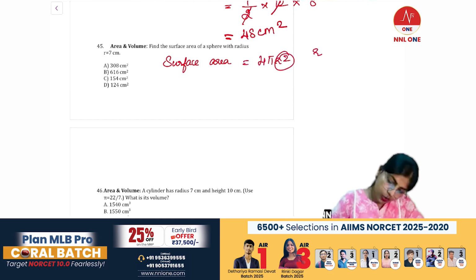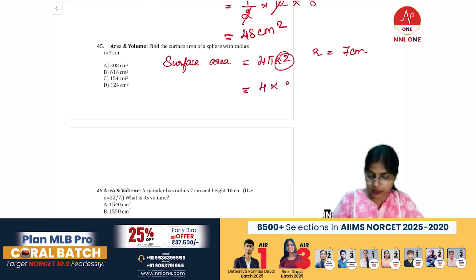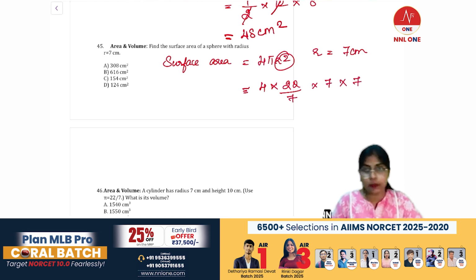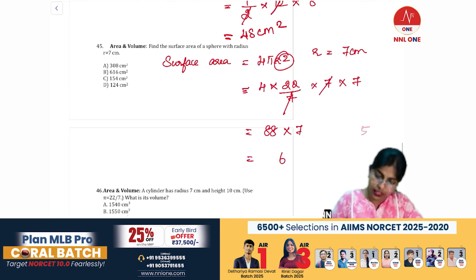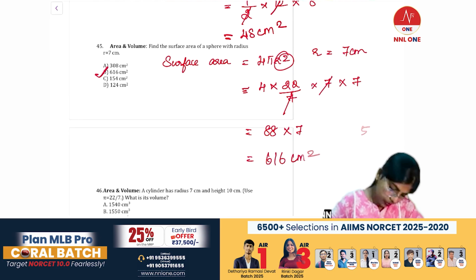So, given r value, it is 7 centimeter. Now, we are going to substitute it. 4. What is the pi value? It is 22 by 7. 22 by 7 into 7. It is r square, right? So, I'm simply writing 2 times, or you can write 49 as well. So 7 is going to get cancelled. 22 into 4 it is 88. 88 into 7. 7 into 8 it is 56. Remainder 5. Again 56. 56 plus 5 it is 61. So the answer is 61 centimeter square.